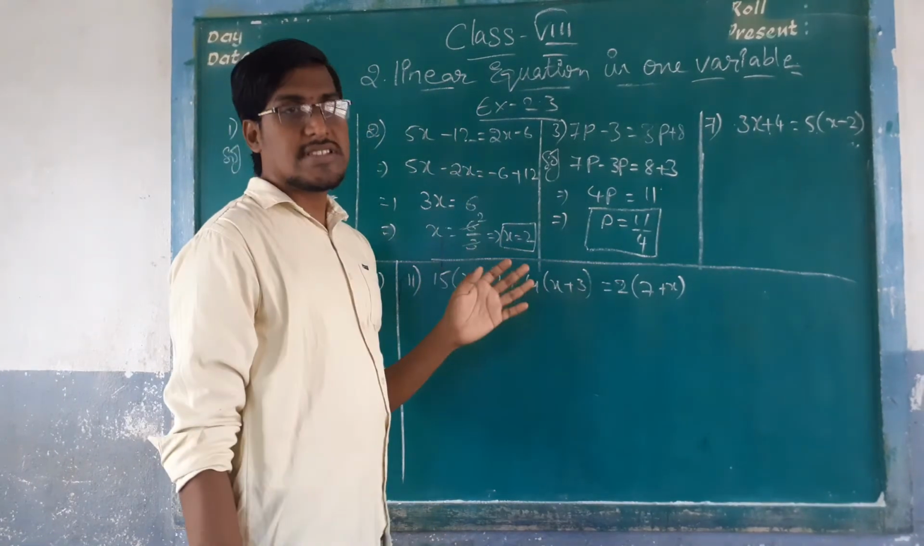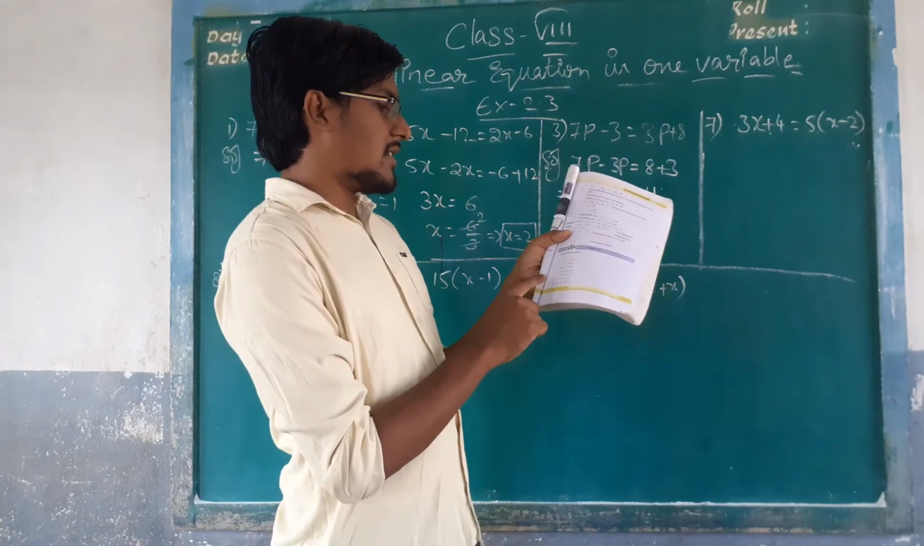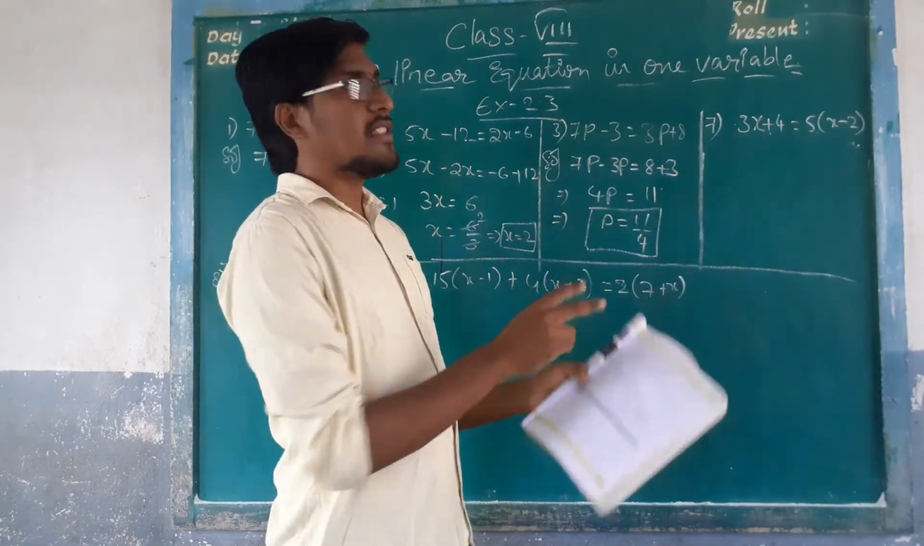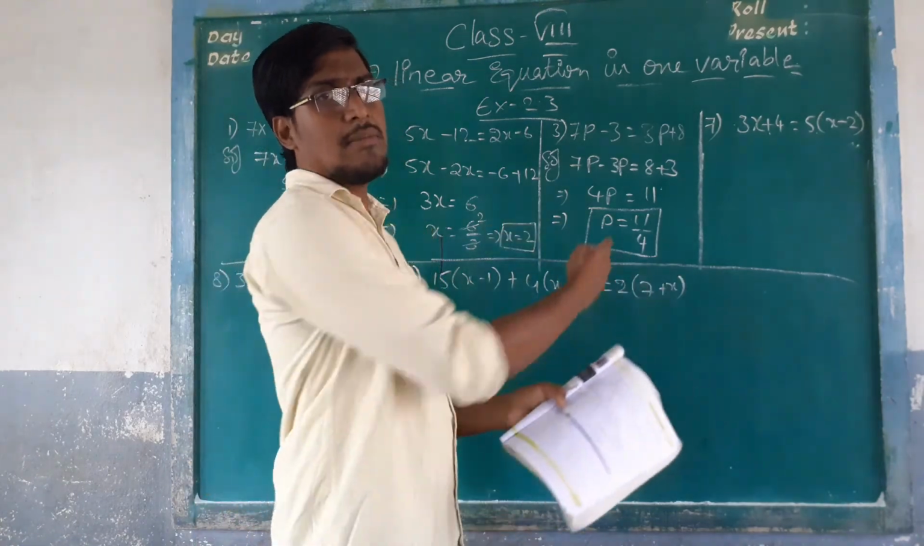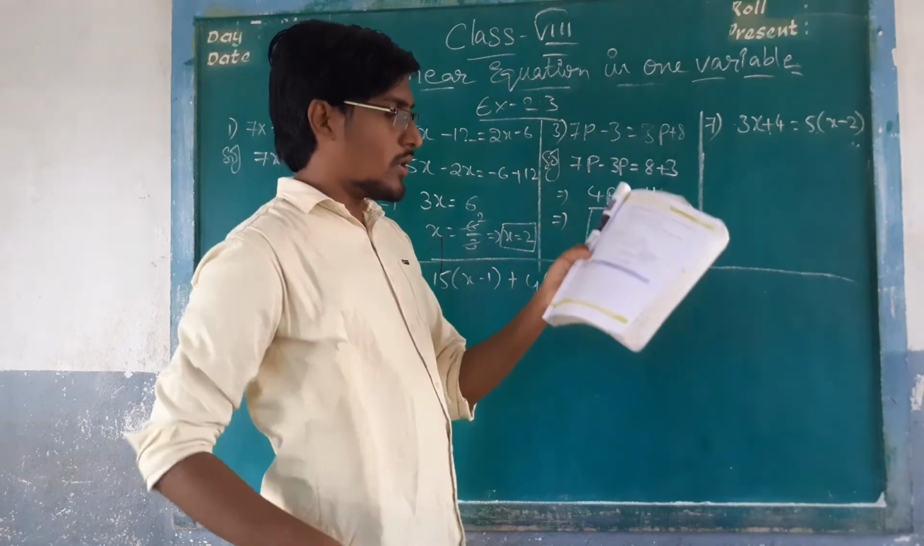Next, the fourth sum, fifth one, sixth one use the same methods as the second sum and the third sum, the same process. Okay, you have to do it like that.